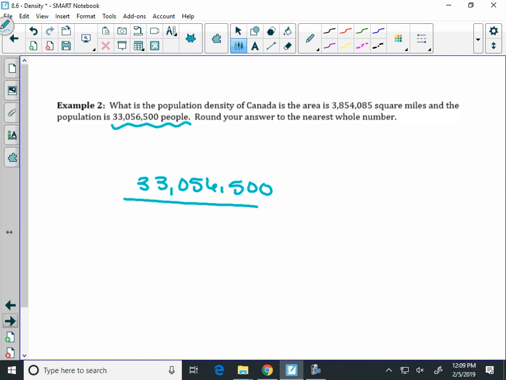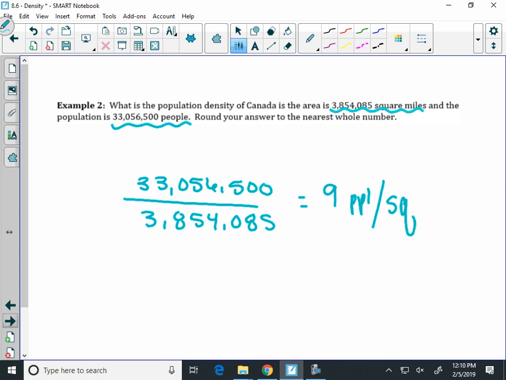Double check with your calculator to make sure you typed in every single number. I'm guilty of it too. I type fast and forget something. The other number, our area in square miles, goes in the bottom. Then you plug that in your calculator. When you round to the nearest whole number, we get 9, and we would label it people per square mile.